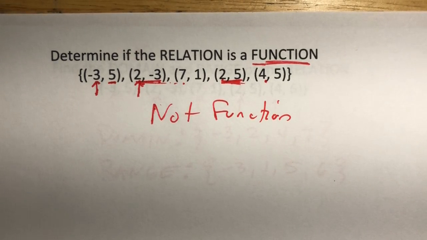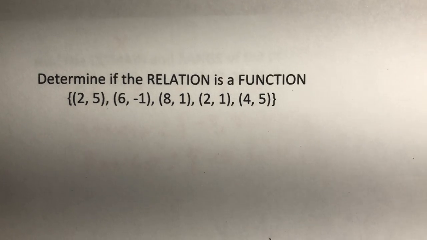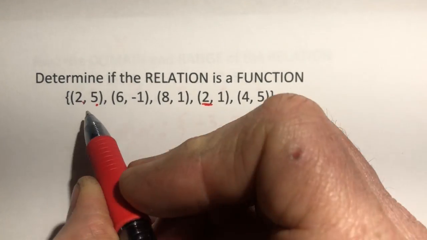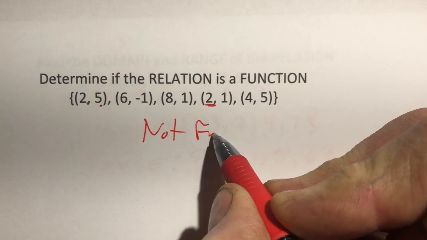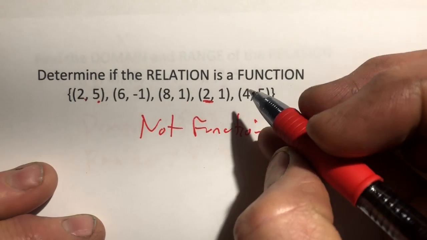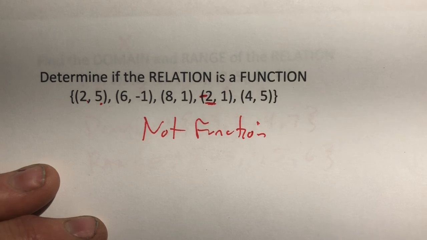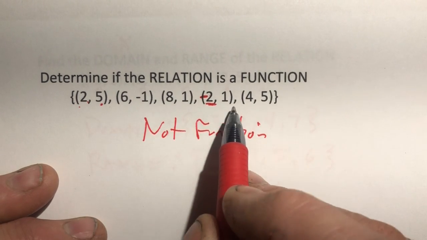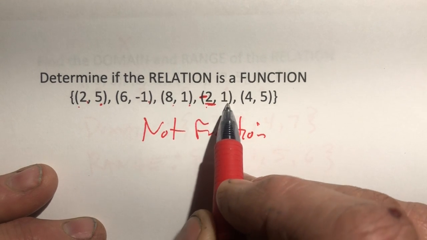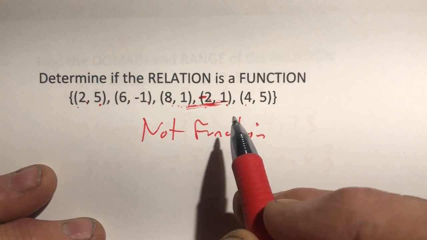Each x can only have one y. Okay, look at this one. Is this one a function? 2 is paired up with 5, and look here, here's 2 again paired up with 1. Not a function. Now, had this been a -2 right there, then I think that would have been a function, because then I got 2 with 5, I don't have 2 with anything else. I've got 6 with -1, 8 with 1, -2 with 1, 4 with 5. 8 and -2 are both with 1, but that's okay as far as being a function.